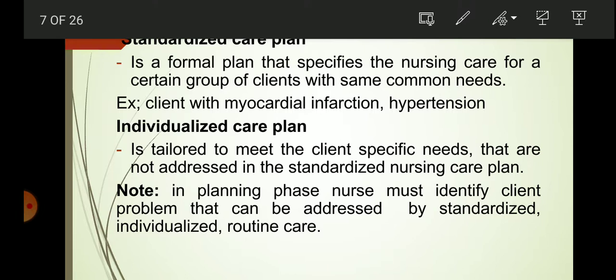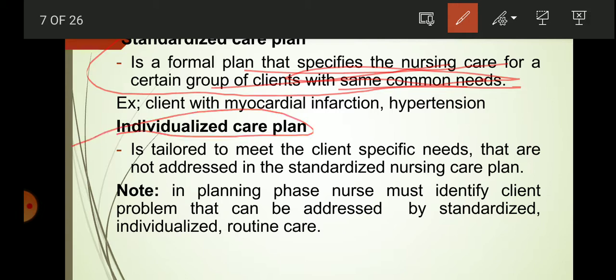So there is a standardized care plan, which is a formal plan that specifies the nursing care for a certain group of clients with the same common needs. So that is standardized, where you are dealing with patients who are suffering from hypertension, like 3 to 4 patients with hypertension. That's standardized care. They are the same, you're dealing with the same condition, like 5 to 8 patients who are suffering from myocardial infarction, or shall I say 5 to 6 clients who are suffering from infection. So it's like a standardized care plan.